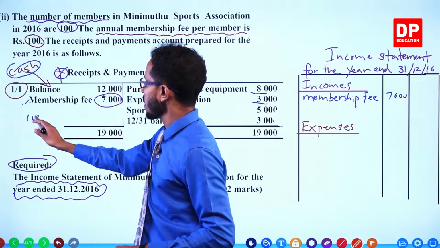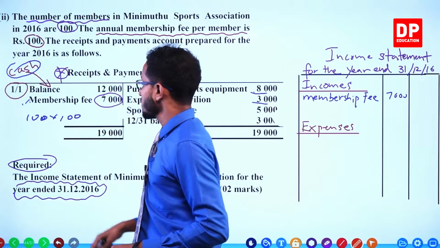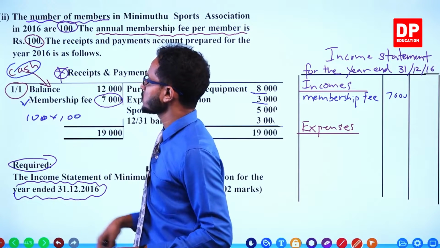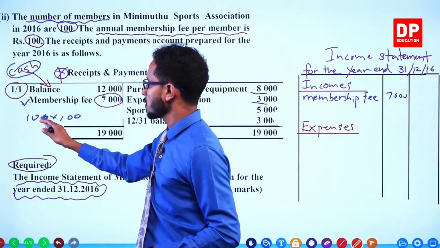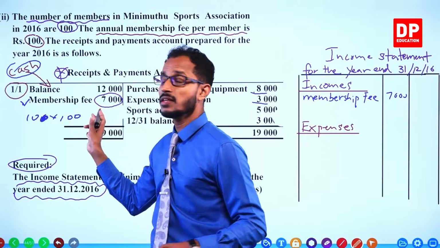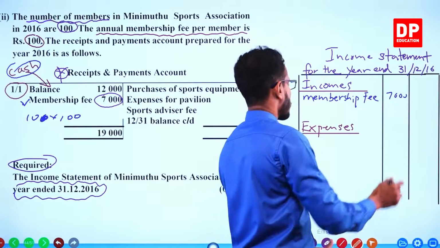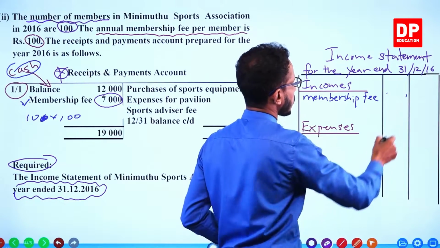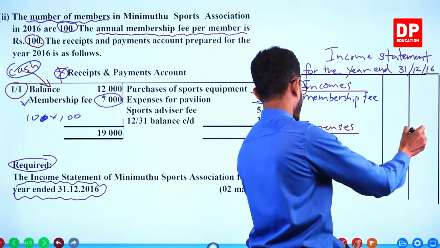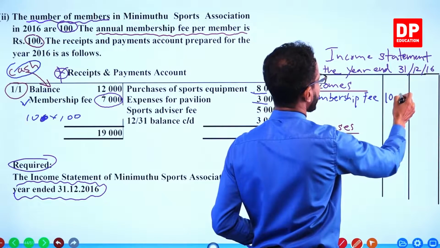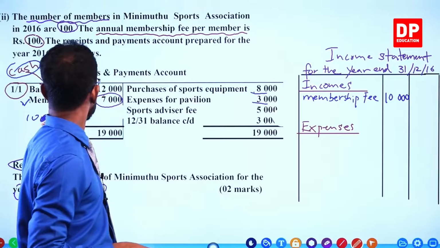I'll do the calculation here. 100 into 100. How much? 10,000. That amount you must take, not the given amount in the receipts and payments account. So you should take 10,000. Done. Now to the credit side.